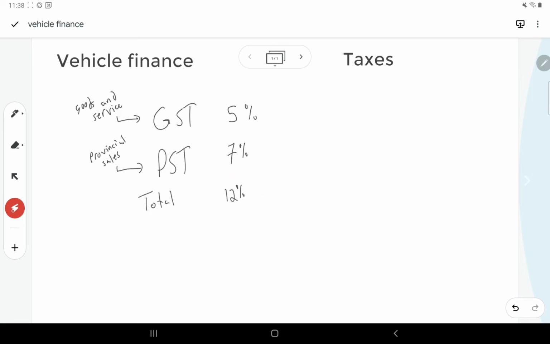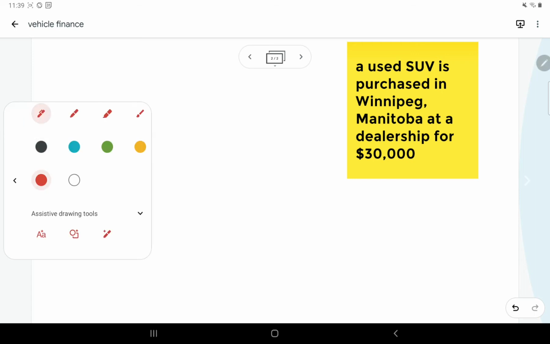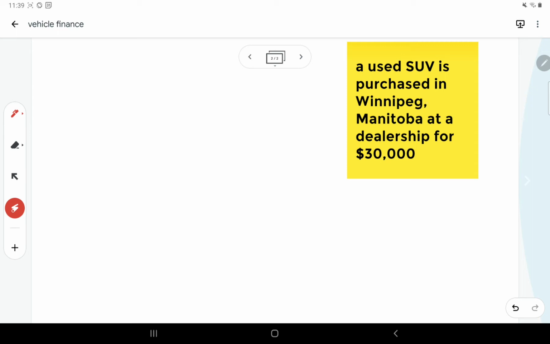Okay, so let's take a look at some examples so I can show you a couple different ways to find tax and to apply it to the full amount. Let me set up a question here. Let's say we have a used SUV that is purchased in Winnipeg, Manitoba at a dealership for $30,000. A few things are important here that I'll outline. First, it is in Winnipeg, Manitoba, which means that our numbers for PST and GST are accurate. We can use those. It was purchased at a dealership, which is important for a reason I'll tell you in just a second, and it's $30,000.